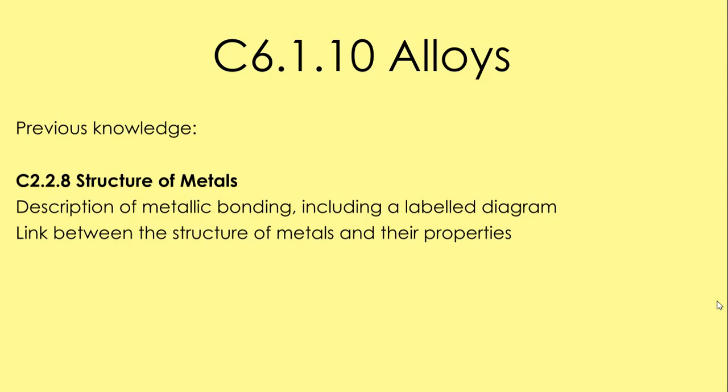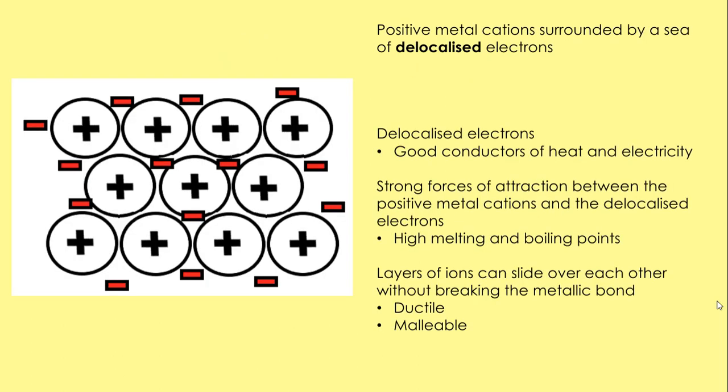Before we start this lesson, you need to look back at your notes on C2.2.8 structure of metals if you've forgotten what we've done there. You need to be able to describe metallic bonding, including drawing a labelled diagram, and explain the link between the metallic bonding and the properties of metals. So, a quick revision of this.